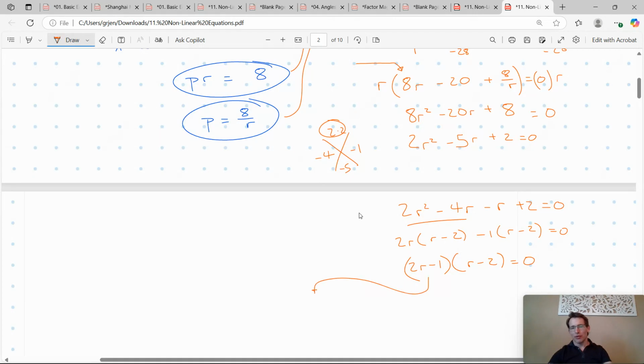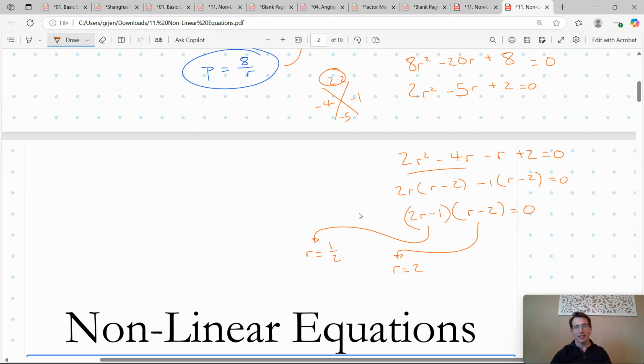And then we get our two values of r. Here, r equals 1/2. Here, r equals 2. So we got our two values of r. Let's go ahead and use this equation to find the other values of p. So if r equals 1/2, pr equals 8. So p times 1/2 equals 8, and p equals 16.